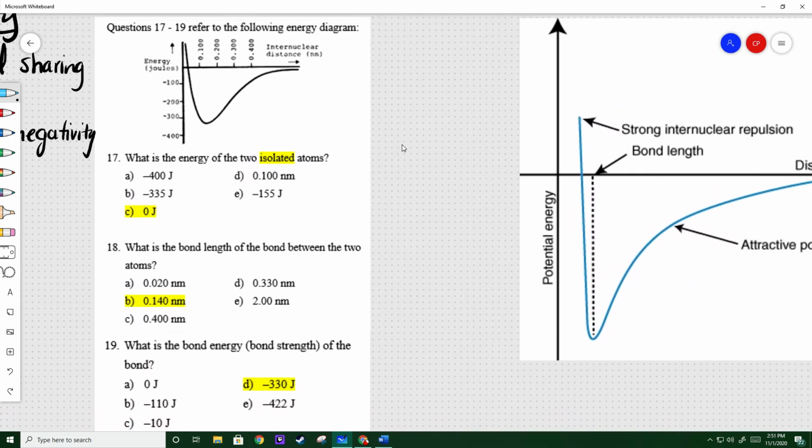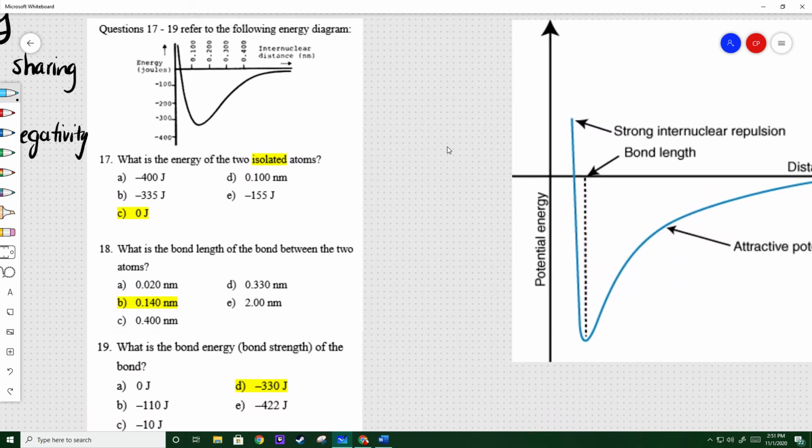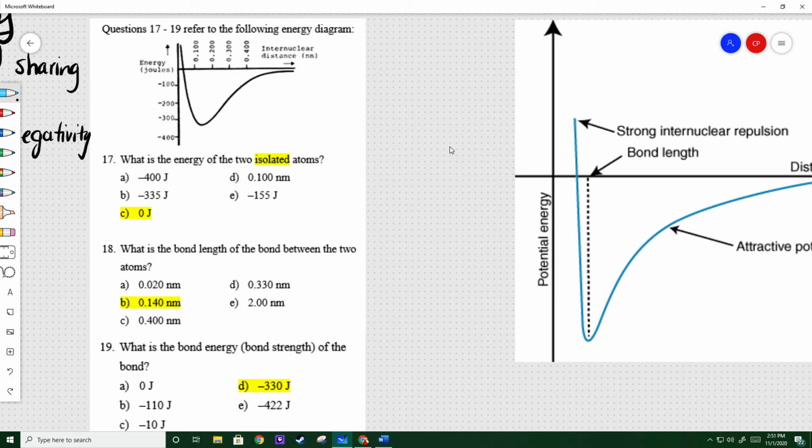We also had questions about the energy diagram and bond length. This one specifically gives you this graph, and then it shows you the distances in nanometers and the energy in joules. So remember, at the lowest point, that is when we are basically at the stable structure. This is as far as they should be. And this is the energy associated with that bond.